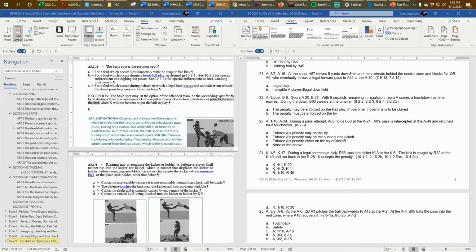Question number 24. K 4th and 6 at the K17. During a legal scrimmage kick, R56 runs into kicker K18 at the K6. The kick is caught by R32 at the K40 and run back to the R25. K accepts the penalty.